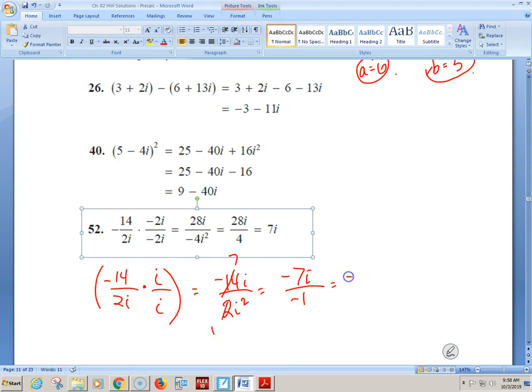There we go. Positive 7i. So what do you do? Negative 2i over negative 2i, so what? Positive i over positive i. They both should end at the same answer.